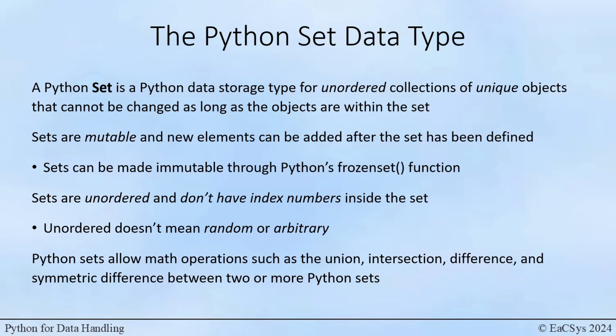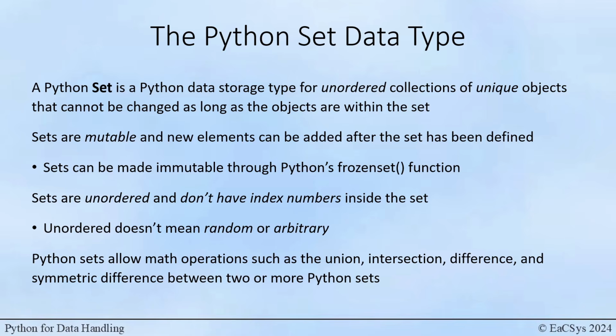The set is a Python data storage type for an unordered collection of unique objects that cannot be changed as long as the object is within the set. This means that a set is a collection of unique objects, that it contains objects that can only be one of a kind, and that the stored objects cannot be changed as long as they are contained inside the set.